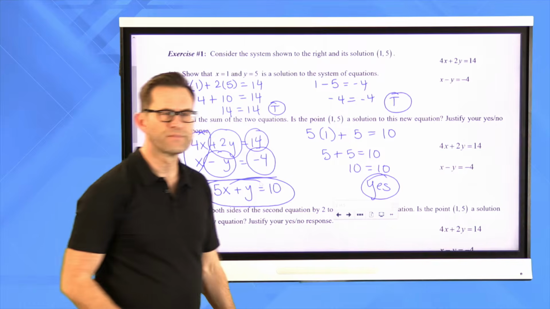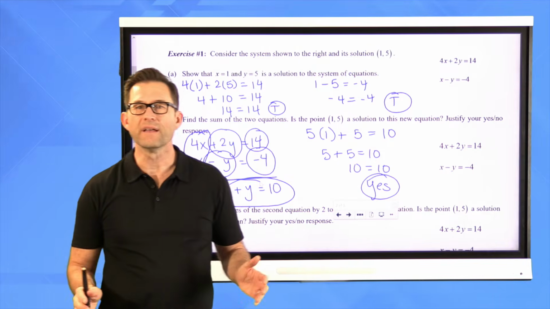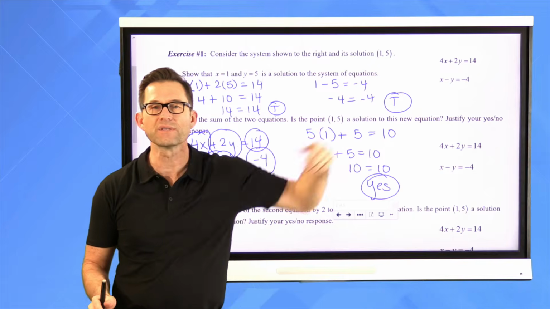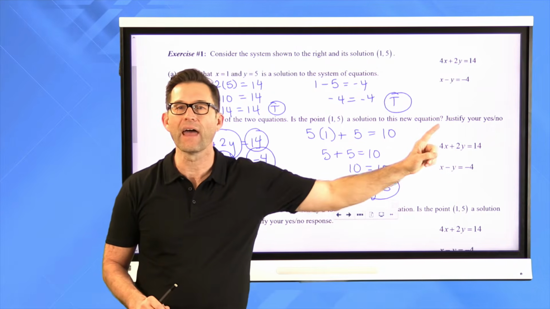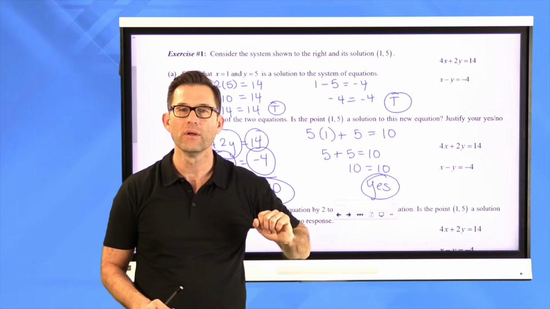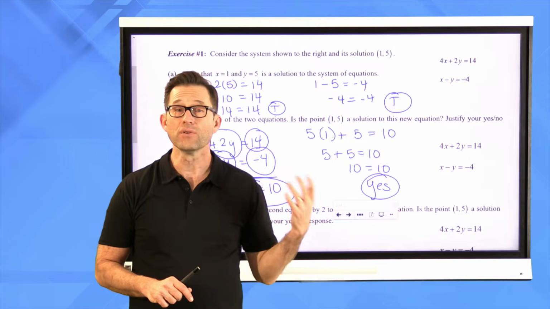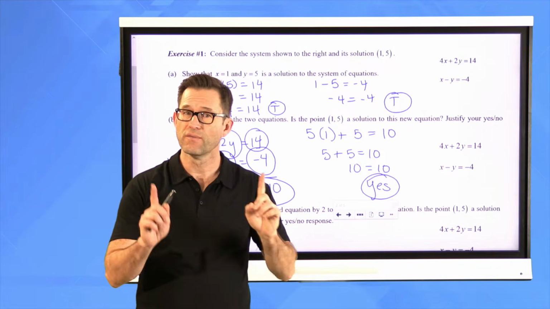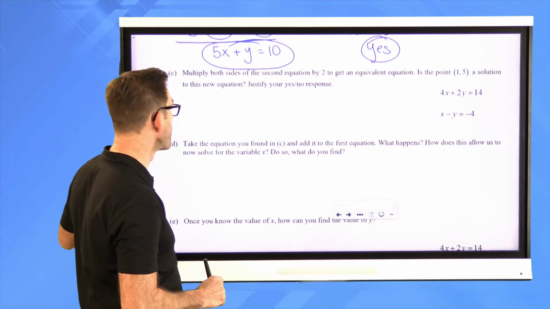Now, let's be very clear about that, right? What that says is if I've got a point that's a solution to a system of equations, it's also a solution to an equation produced when I add the two equations together. So when I add two equations of a system together, the solution remains the solution, right? It doesn't change. Very important. Let's take a look at a little bit more in terms of properties.